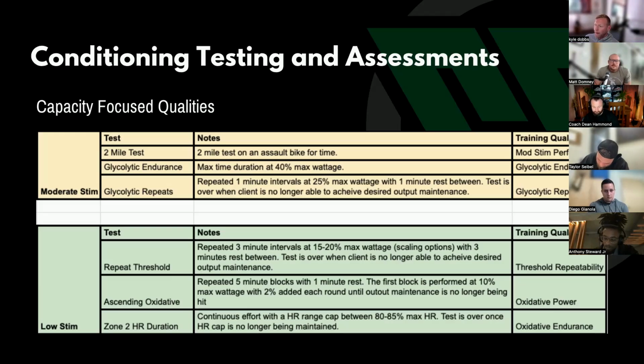So I would be going from 80 to 85% of that for as long as I can until my heart rate exceeds that at those percentages. So again, zone 2 heart rate duration, super fun. Probably, and again, I'd probably be looking at like 10% as a goal, like 10 to 15% max wattage on that is where I would start.